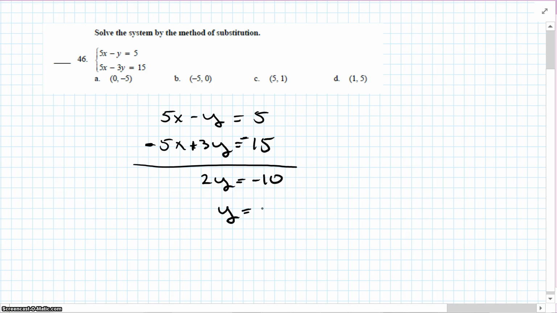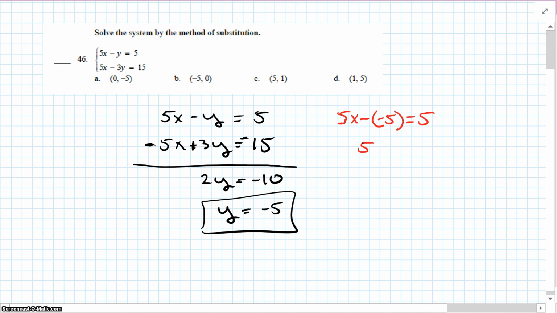Divide each side by 2. Y is going to be negative 5. So now I've got to plug that back into one of the equations. I'm going to plug it into the first one. So I'm going to get 5x minus negative 5 equals 5. Well, let's go 5x plus 5 equals 5.